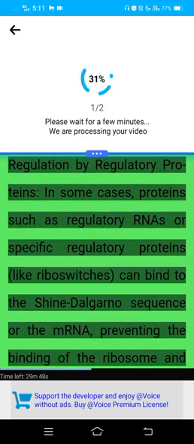Regulation by regulatory proteins. In some cases, proteins such as regulatory RNAs or specific regulatory proteins, like riboswitches, can bind to the Shine-Dalgarno sequence of the mRNA, preventing the binding of the ribosome and inhibiting translation initiation.